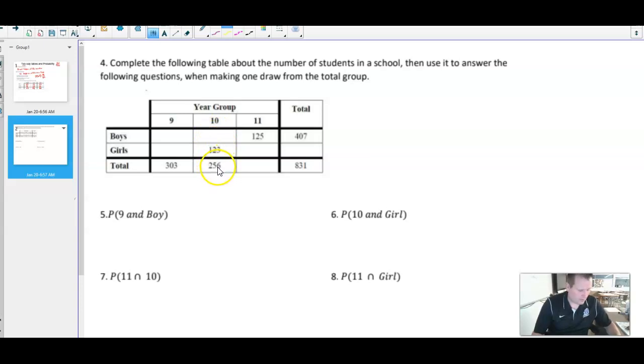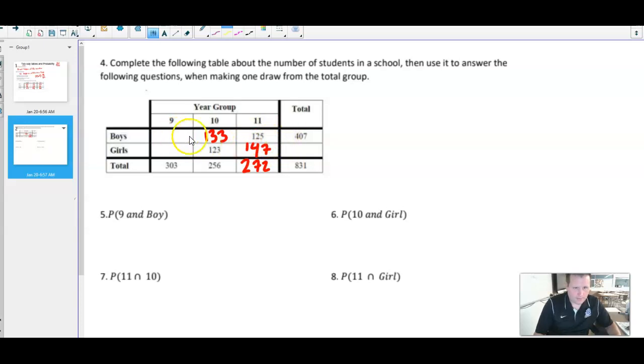I'm going to find this one by subtracting. So 256 minus 123. That gives me the 133 here. I'm also going to find this number by subtracting these two numbers from the 831. So 831 minus 256 and then minus the 303. That gives me 272. I can find this one by subtracting the 125 from that one. That would give me 147.